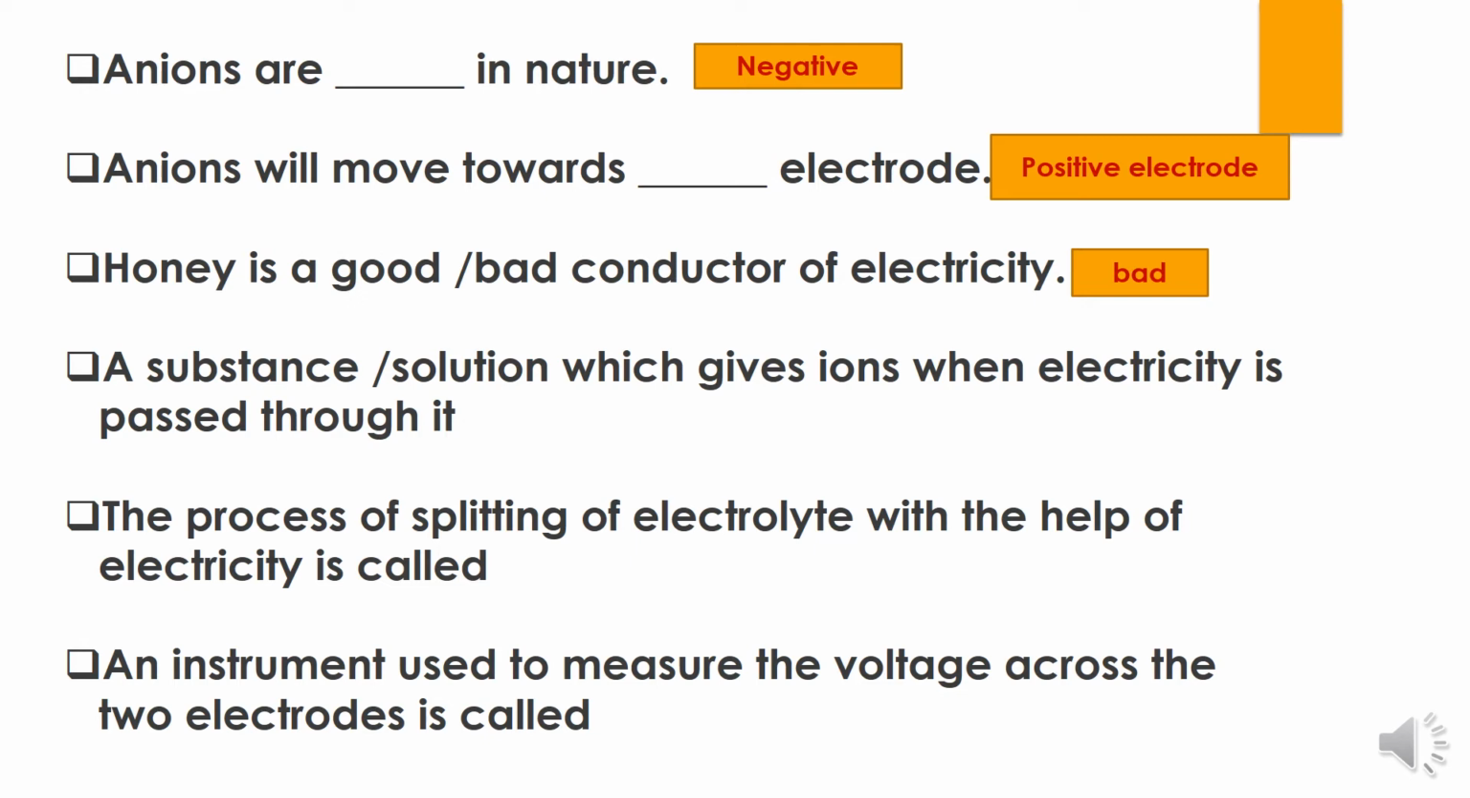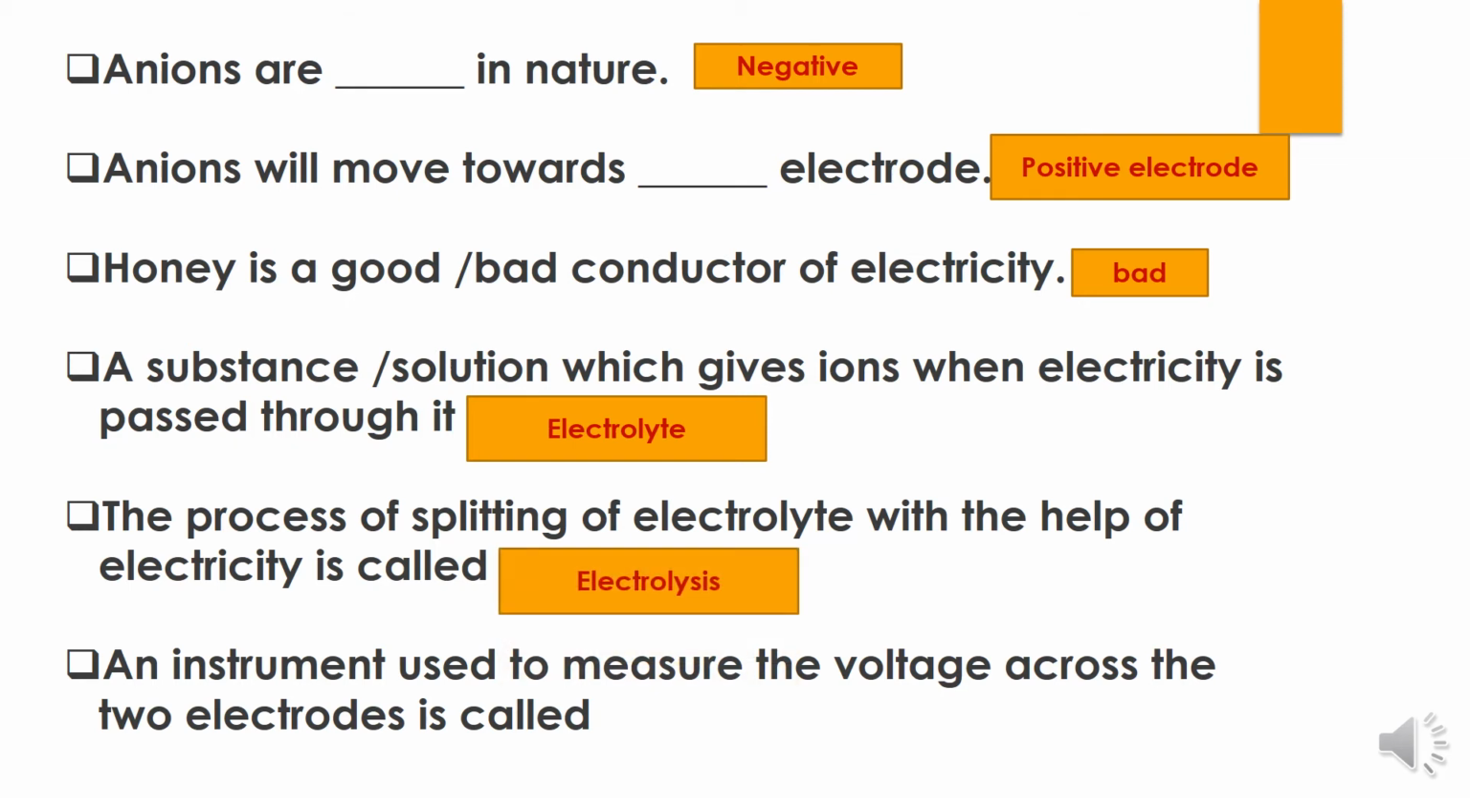Next, a substance or a solution which gives ions when electricity is passed through it is called an electrolyte. Yes, come to the next one. The process of splitting of an electrolyte with the help of electricity is known as electrolysis. Next, the instrument used to measure the voltage across two electrodes. And what were the two electrodes? Cathode and anode. So what is the instrument used to measure the voltage? It is nothing but a voltmeter.